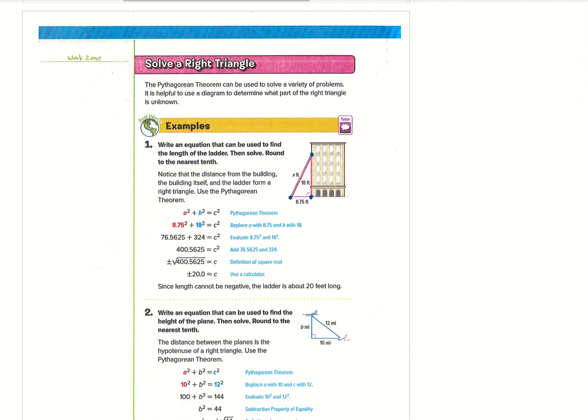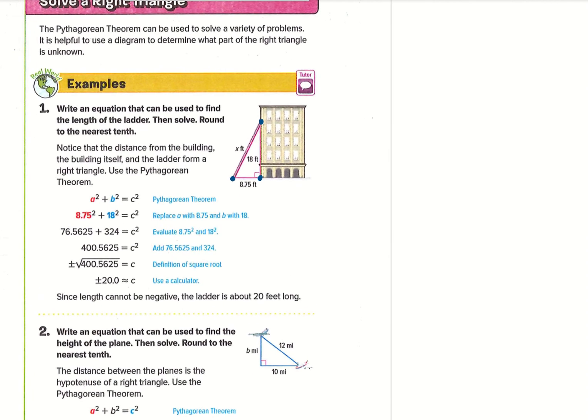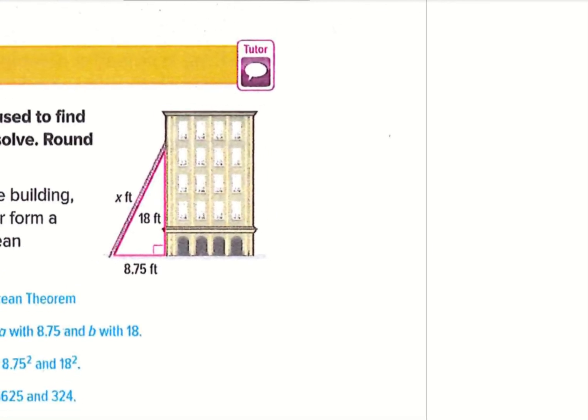So if we go ahead and go into some example problems, this is page 424 in your book. All right, so example 1, we have this problem. It says write an equation that can be used to find the length of the ladder, then solve and round to the nearest hundredth. So if I look at this, we've got our building here. The corner of the building is right here, and the distance from the corner of the building to the base of the ladder is 8.75 feet. From the corner of the building to the point on the building that the ladder reaches is 18 feet. What we're trying to figure out is, in order for us to reach 18 feet up the building, how long does this ladder need to be? And that's our x there.